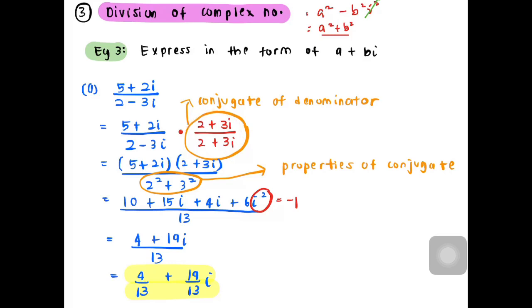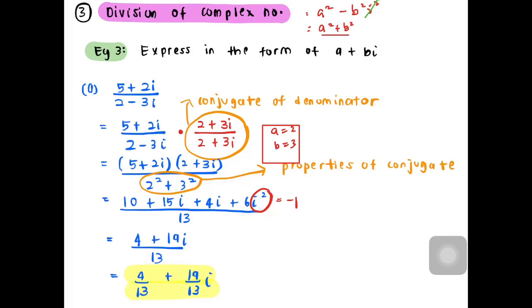So what is the conjugate for 2 minus 3i? It is 2 plus 3i. If you multiply something in the denominator, make sure you also multiply in the numerator. For the numerator, just write it side by side. Later on, we'll multiply it. Now for the denominator, let's use the shortcut. 2 minus 3i multiplied by 2 plus 3i. So your a is equal to 2, your b is equal to 3. When you multiply it, it becomes a squared plus b squared. This is from the properties of conjugate.